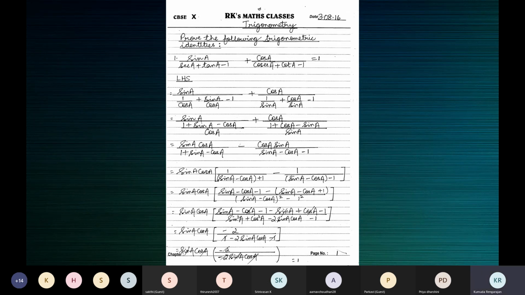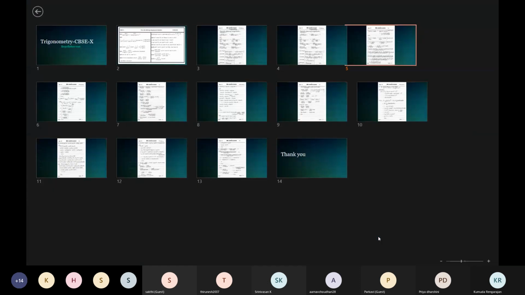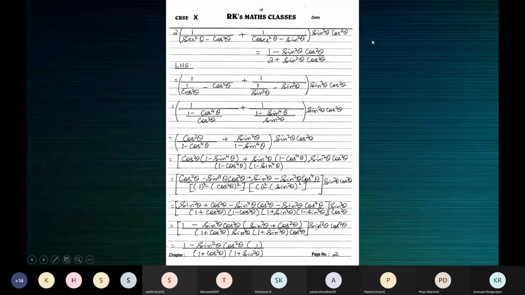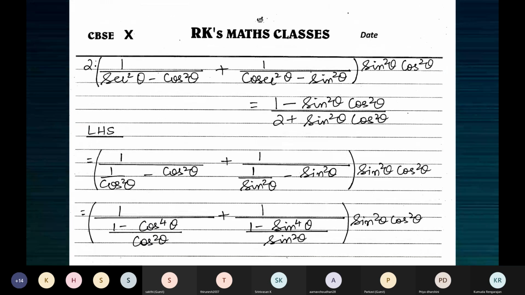Take a picture, children. As you work, please understand each and every step. Since the first two steps are visible, just have a look at them.